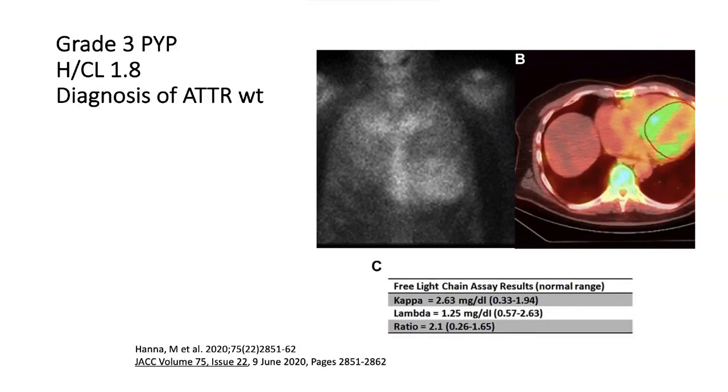But they did the blood, and look what they found. They found the kappa and the lambda ratio to be different, okay? So this person's got more than just ATTR, and the teaching point is always do your blood and urine tests. Really critically important here.